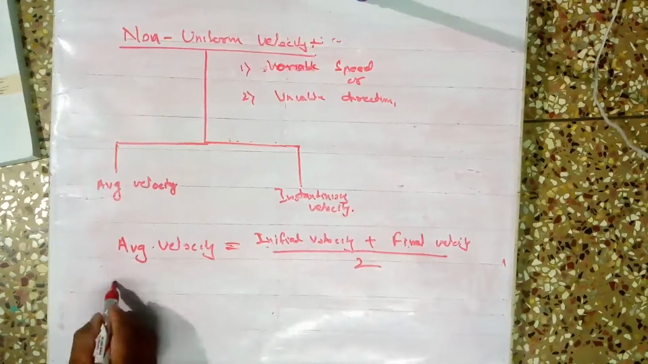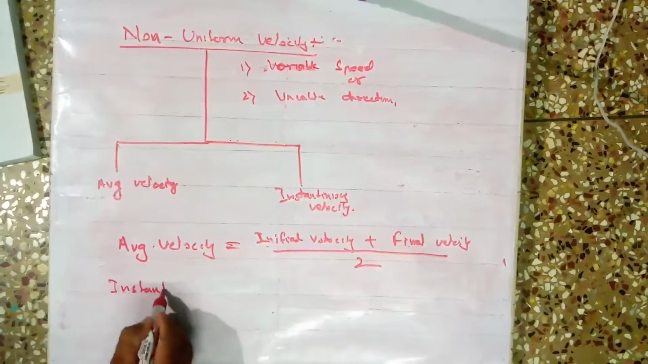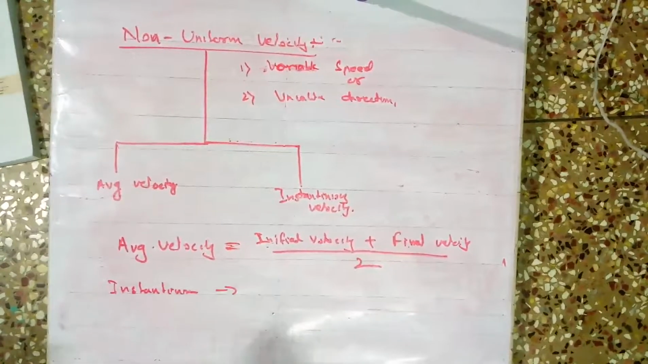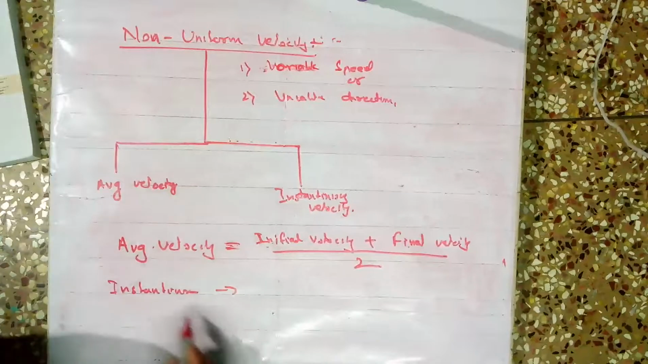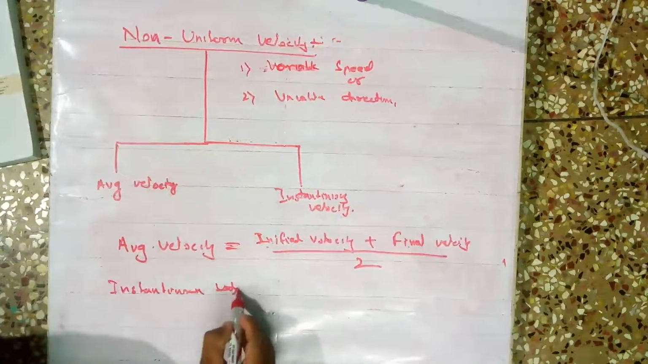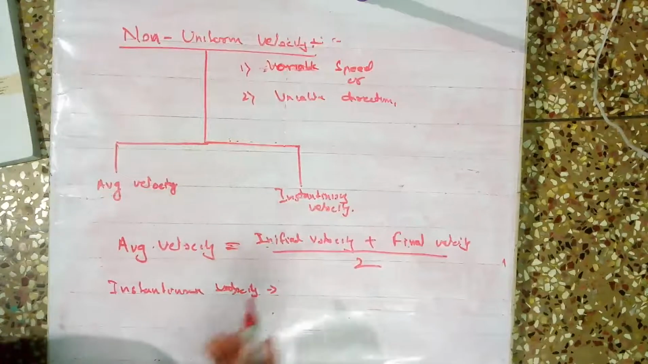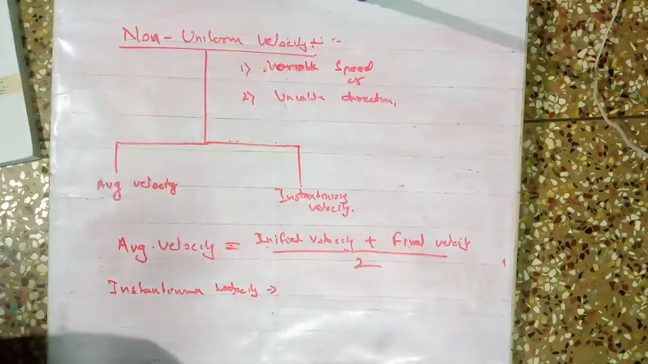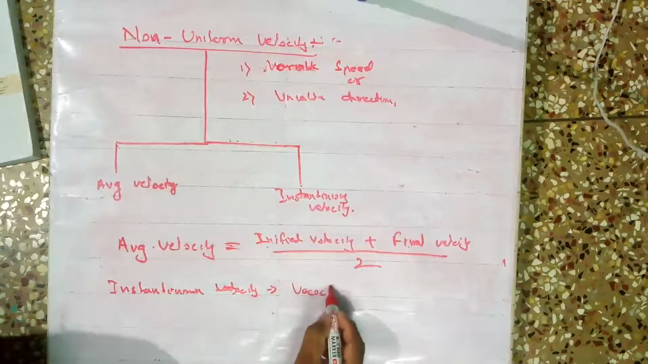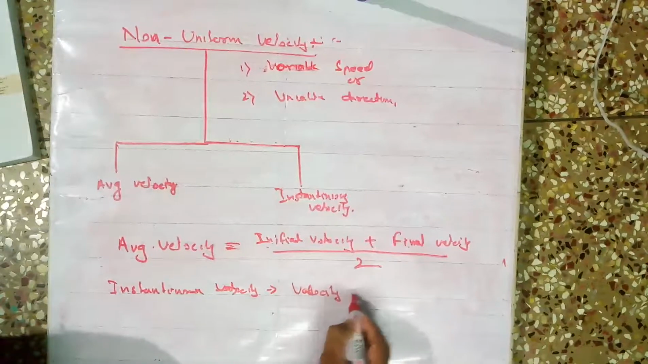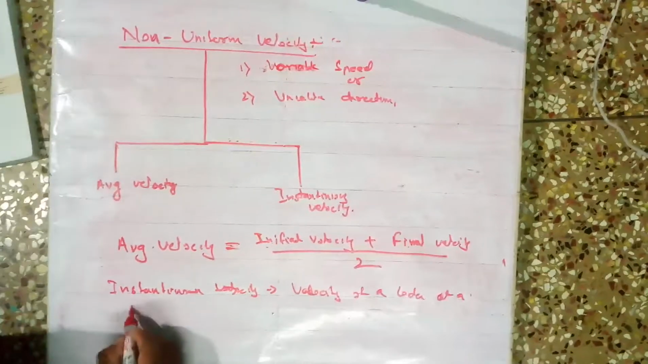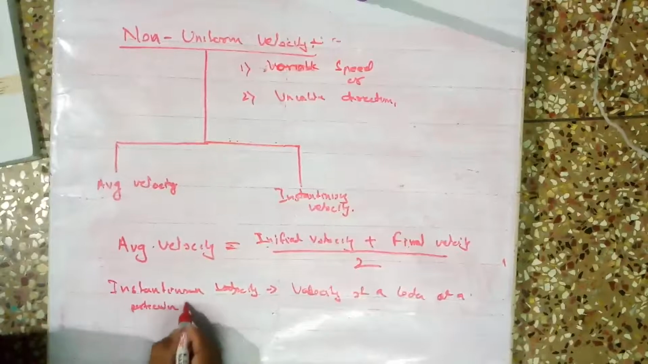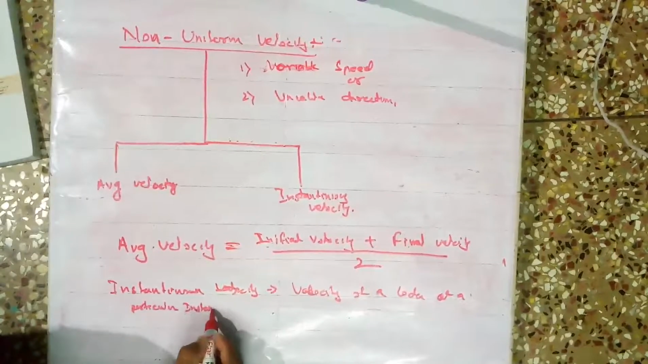Next comes instantaneous. Instantaneous means when there is non-uniform velocity, only then the two words instantaneous and average come. Otherwise, for uniform velocity, instantaneous and average will both be the same only. So instantaneous velocity is the velocity of a body at a particular instant or time.